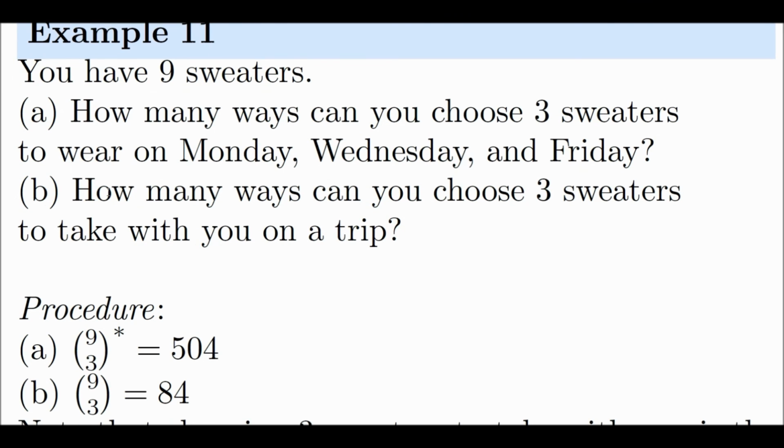For part B, I want to know how many ways I can choose sweaters to take with me on a trip. So here the order doesn't matter. I'm just going to take 3 sweaters with me. Doesn't matter what order they're in. So that's combinations. So we'll do 9 choose 3, and that'll be 84.